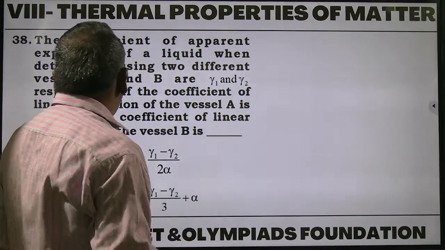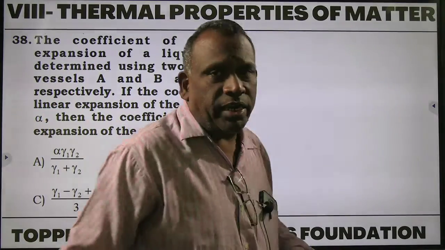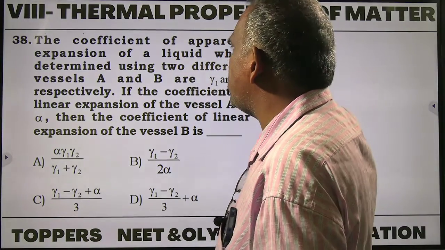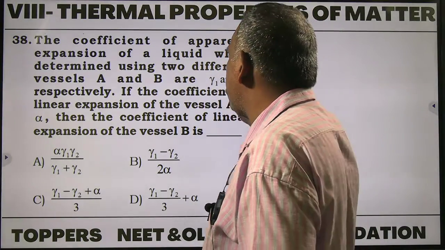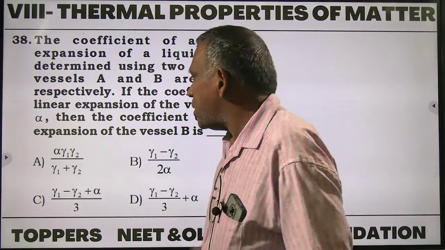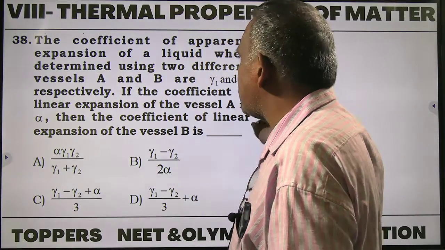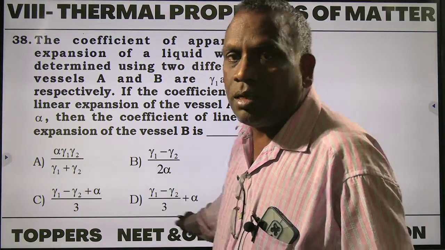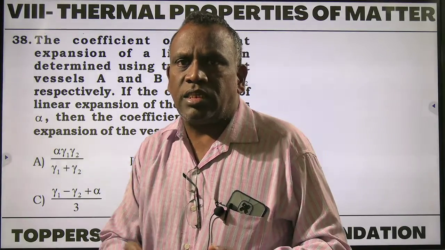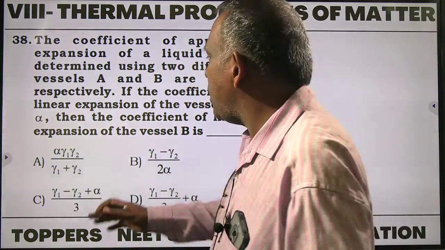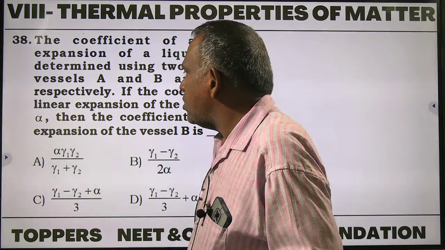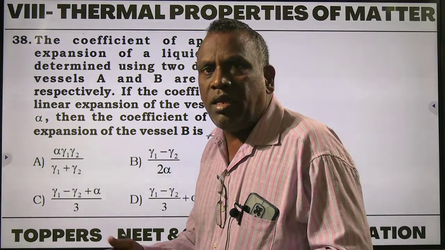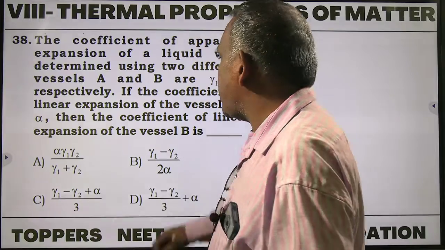Coming to the next problem: the coefficient of apparent expansion of a liquid, when determined using two different vessels A and B, is gamma 1 and gamma 2 respectively. The coefficient of linear expansion of vessel A is alpha. There are two vessels, A and B, and from this you have to find the linear expansion of vessel B.